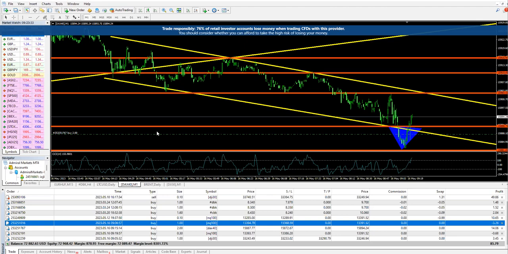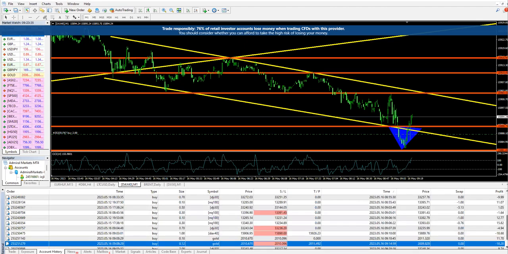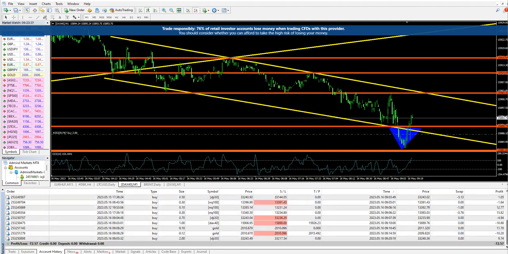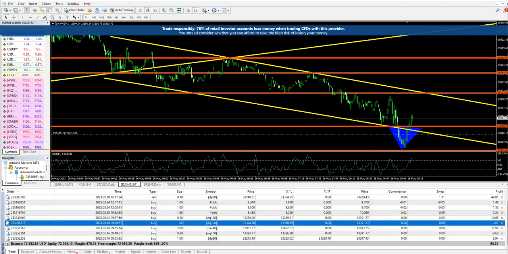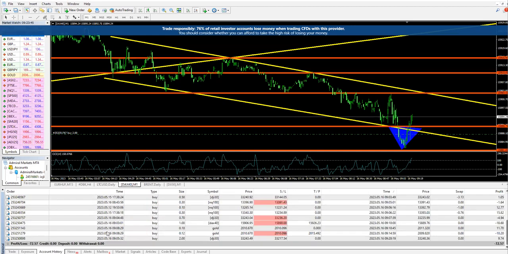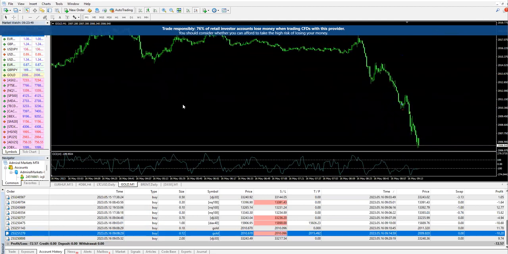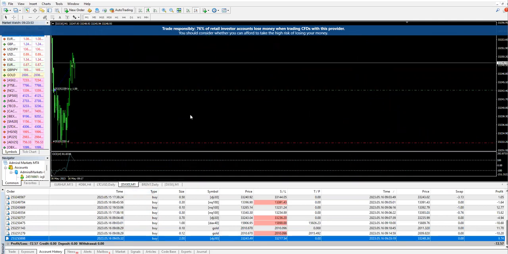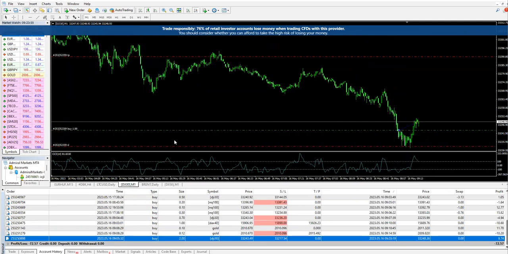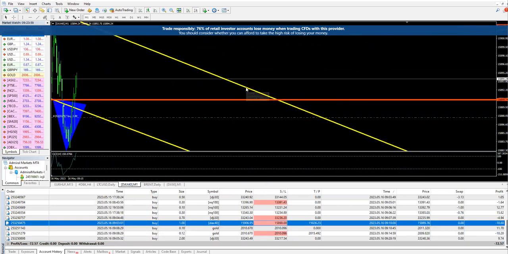Let's check the account history. Let's check gold again. Still in a downtrend, so I will not buy. Let's go to Dow Jones. Nothing happened here. And let's check DAX.